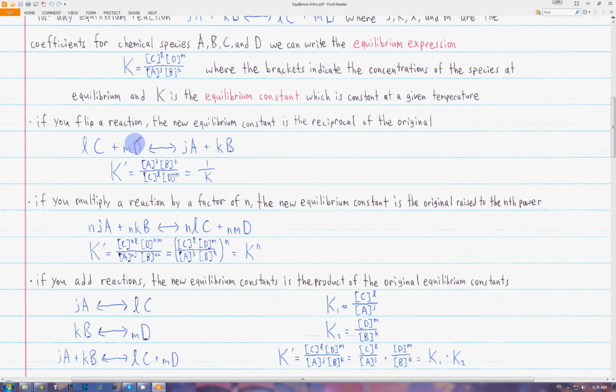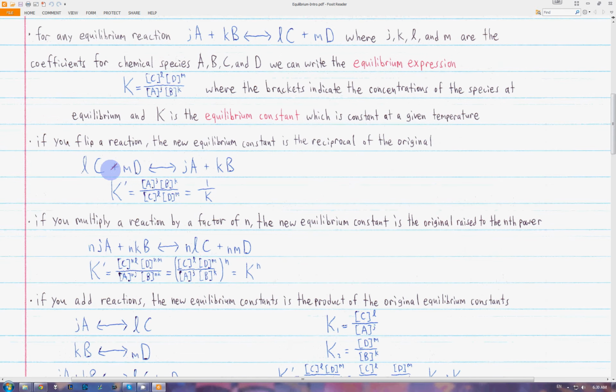So if we flip a reaction, then the new equilibrium constant will be the reciprocal of the original equilibrium constant. So here we flip the reaction, so now C and D are the reactants, while A and B are the products. And so the equilibrium constant of this reaction is the reciprocal of our original equilibrium constant for this reaction.